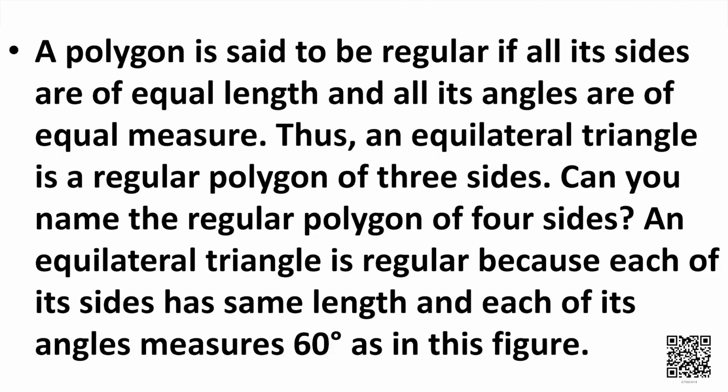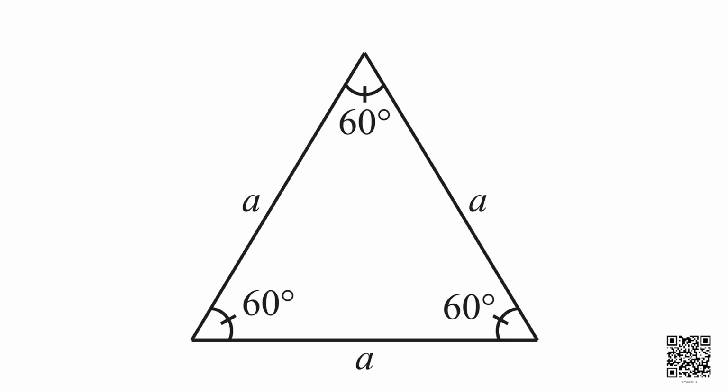So a polygon is said to be regular if all its sides are of equal length and all its angles are of equal measure. Thus, an equilateral triangle is a regular polygon of 3 sides. Now students, can you name the regular polygon of 4 sides? Well, certainly yes, it is a square. And an equilateral triangle is regular because each of its sides has the same length and each of its angles measures 60 degree, just like you can see in this figure.